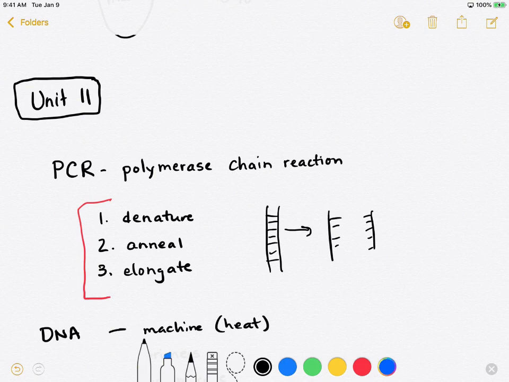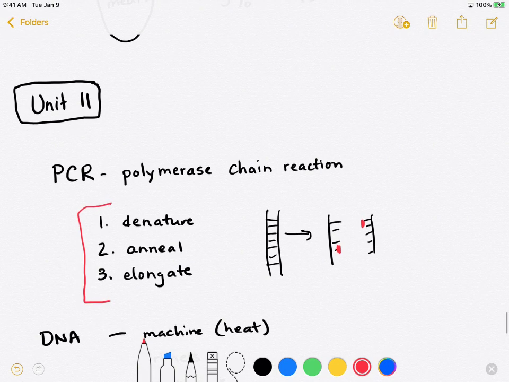Once it's popped open, in the second step we allow primers to bind. These primers are specifically designed to match DNA close to the segment we're looking for. So this is a little piece of DNA that I've created that's going to match on either side. In that annealing step, we allow those primers to anneal to the template DNA. In the elongation step, we raise the temperature, and this allows the enzyme DNA polymerase to actually do DNA replication.